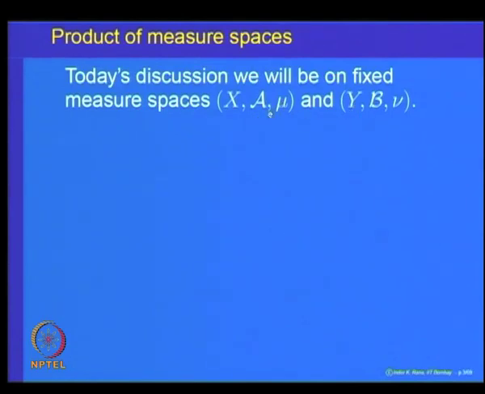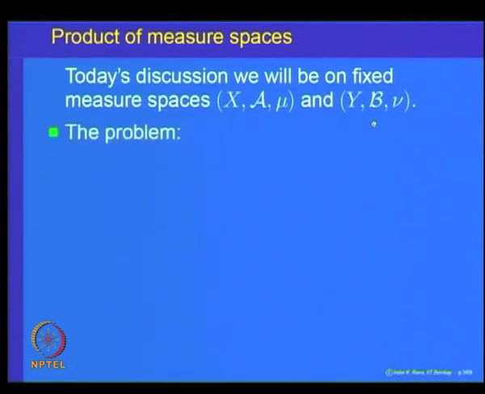So, let us recall, we will fix for today's discussion two measure spaces (X, A, mu) and (Y, B, nu). So, X is a set, A is a sigma algebra of subsets of X, and mu is a measure defined on the sigma algebra A. And similarly, for the measure space (Y, B, nu), B is a sigma algebra of subsets of Y, and nu is a measure on the sigma algebra B.